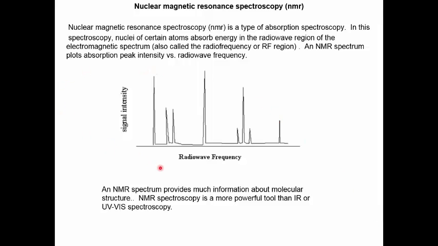Here we have an example of an NMR spectrum. In the spectrum, there are signal peaks, each peak located at a different RF frequency. As we'll learn, an NMR spectrum of a compound provides an enormous amount of information about the compound's molecular structure. Actually, even more information than we normally get from UV-Vis or IR spectra.